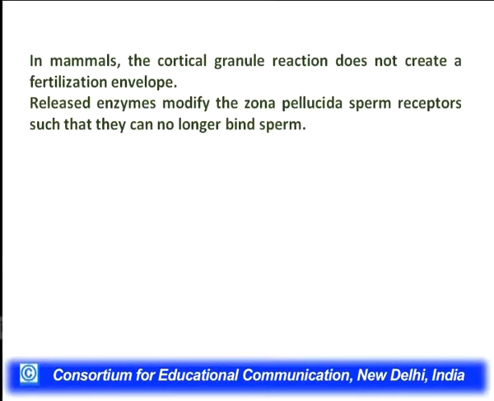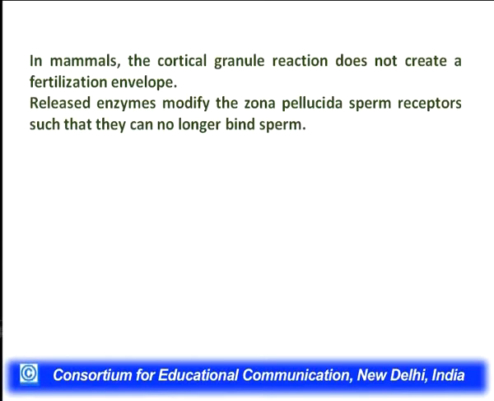In mammals, the cortical granule reaction does not create a fertilization envelope. So, raising up of the membrane or creation of this fertilization envelope does not occur in the case of mammals. However, the released enzymes modify the zona pellucida sperm receptor such that they can no longer bind to the sperm.